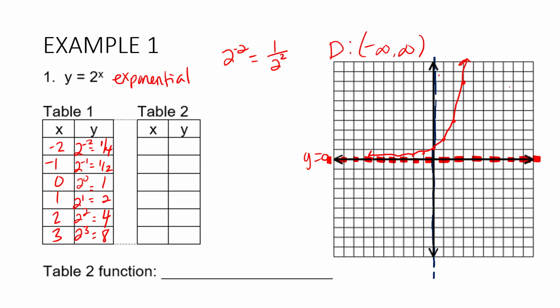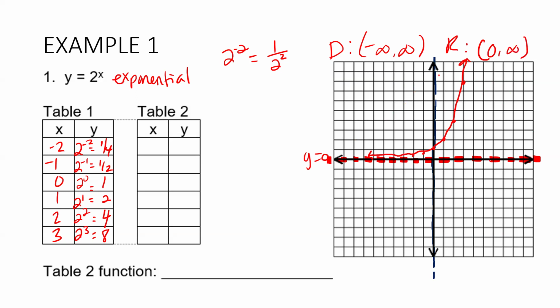Okay. What's the range of our graph? From bottom to top, where do we start? What's our lowest y value? Almost 0. So it's almost 0. So therefore it's parentheses 0. And then it continues to infinity.